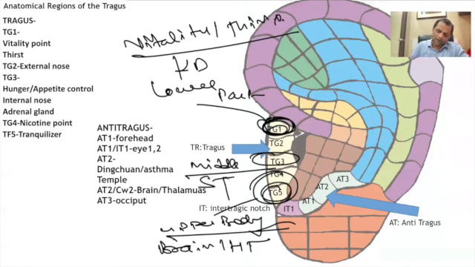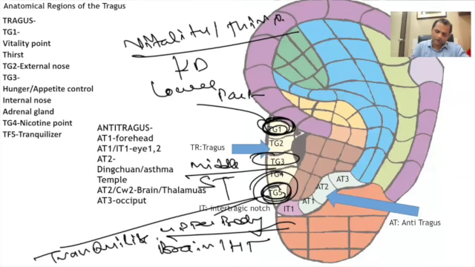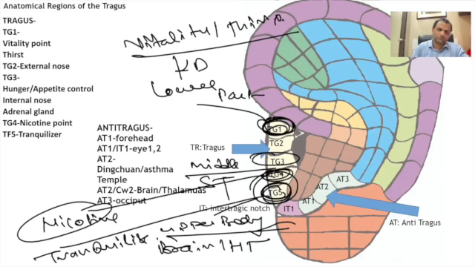And tragus 5 is the tranquilizer point. This is a tranquilizer point because tranquilizing connects to the brain. And tragus 4 is also the nicotine point. Nicotine also connects with the brain.